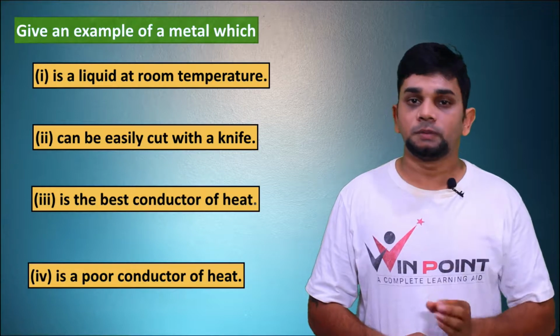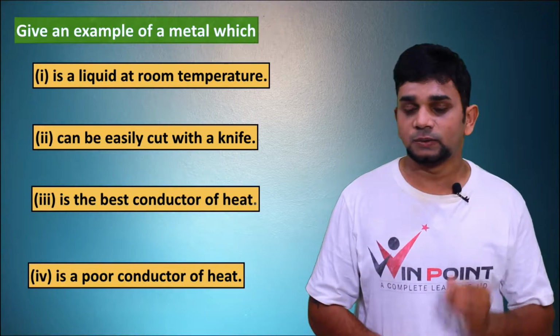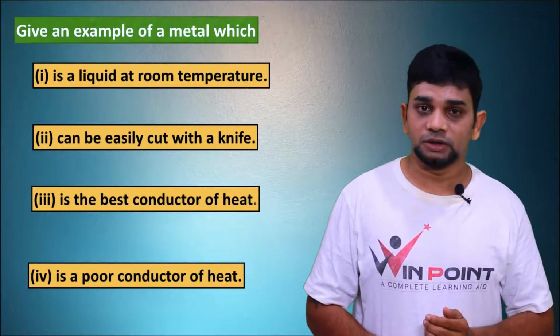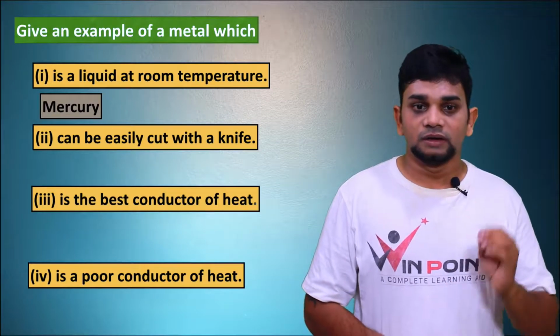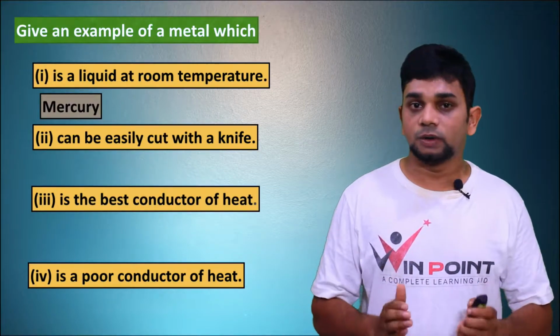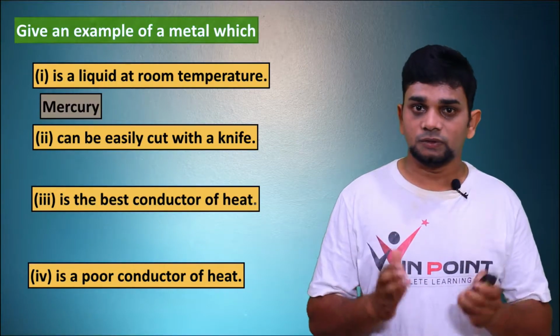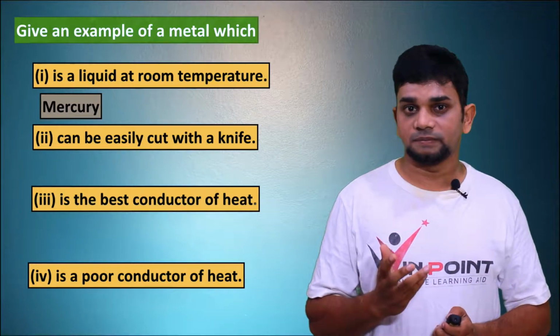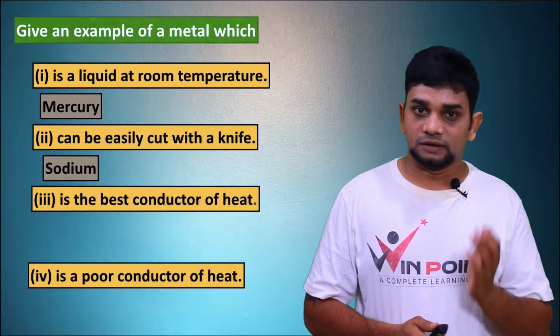Is a liquid at room temperature. Which metal is liquid at room temperature? It's mercury. So answer is mercury. Can be easily cut with knife. There are some soft metals. So we need to write one of the soft metals. So the soft metals are sodium, potassium. These are soft metals. So answer is sodium.